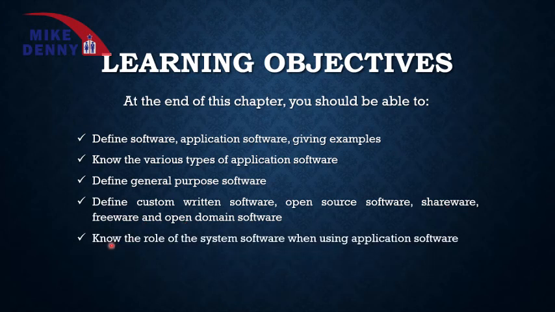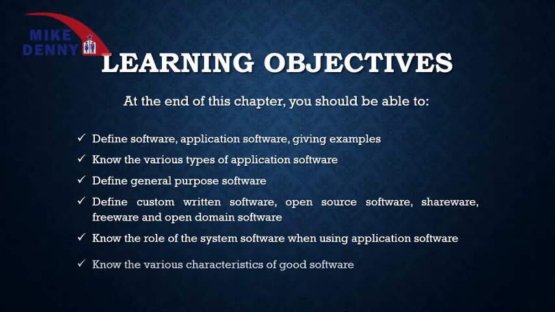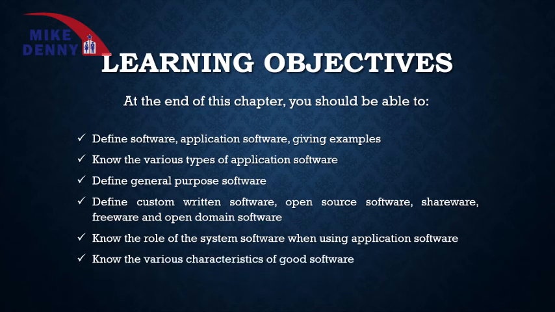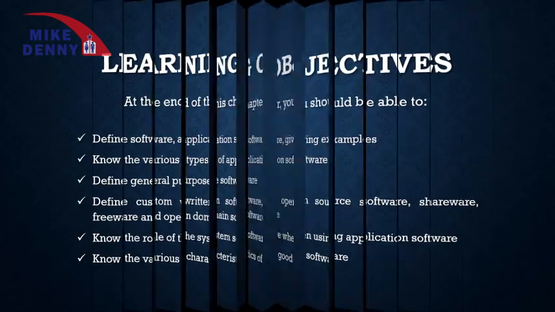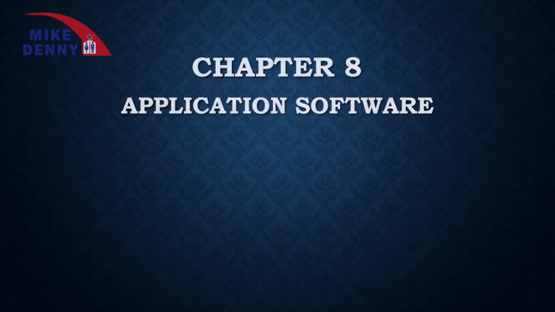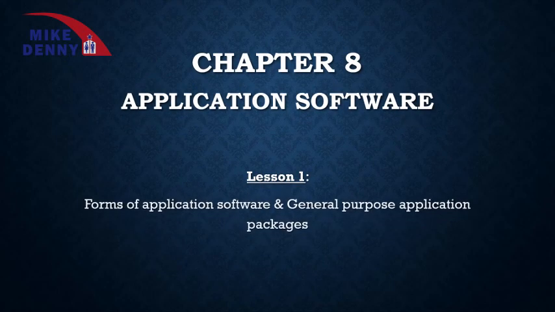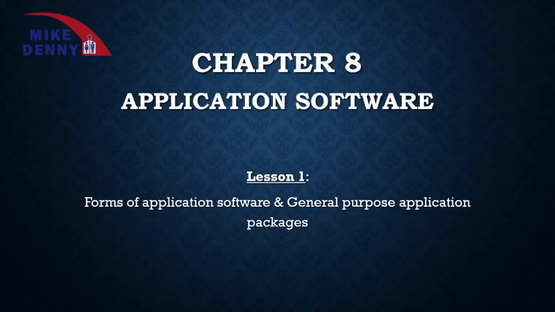You should be able to know the role of the system software when using application software. And you should know the various characteristics of a good software. These are the learning objectives that you're supposed to achieve through this chapter.